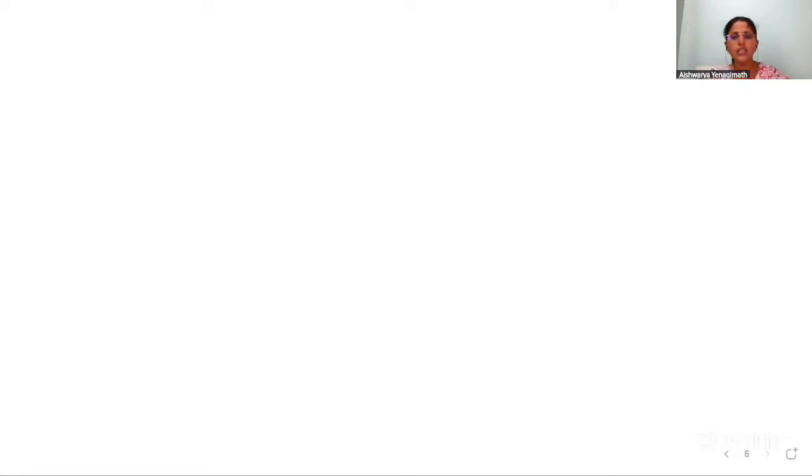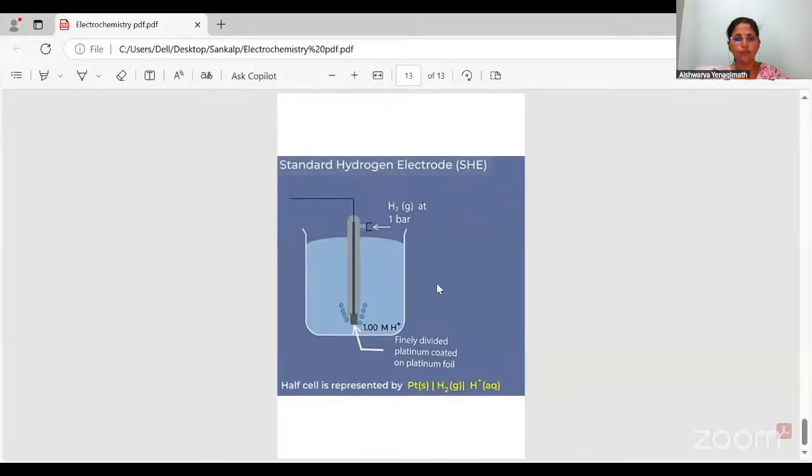You can see here, this is the standard hydrogen electrode. This is a glass tube, and in it we take an inert platinum electrode. Why is platinum used? Because platinum absorbs hydrogen gas. That's the reason we have platinum in our cell representation. Finely divided platinum, platinum black, is coated on a platinum foil.